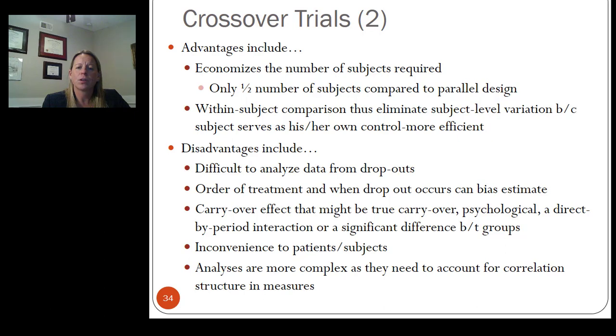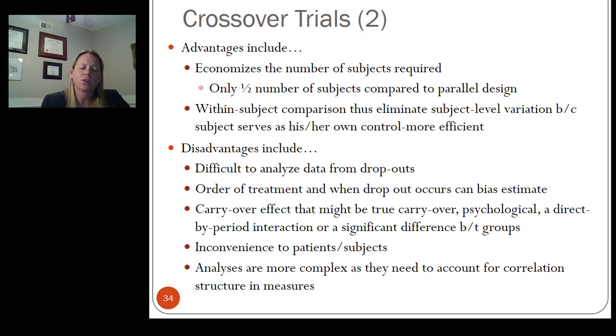Now, the crossover trial has lots of advantages. It's more economical in terms of the number of subjects required, and as I just said, it reduces within subject variability. However, the disadvantages are that they're difficult to analyze if there are large numbers of dropouts in the trial. The order of the treatment received can sometimes bias the results because dropout may occur subsequent to the first treatment. And depending on the drugs or the intervention studied, there can sometimes be a carryover effect from one regimen to the other. And these designs are viewed as sometimes inconvenient to subjects, and they're more complicated to analyze.